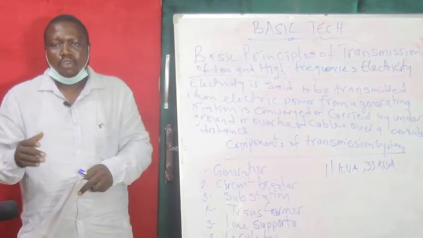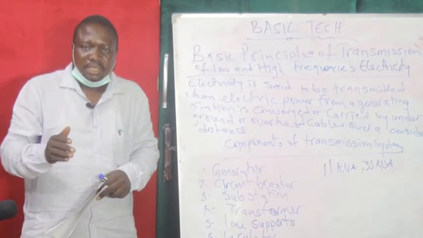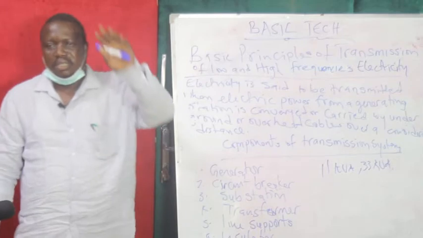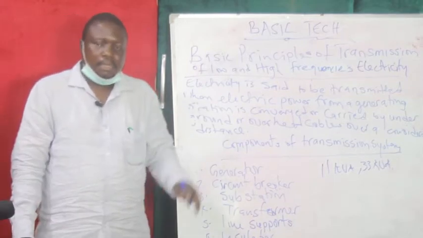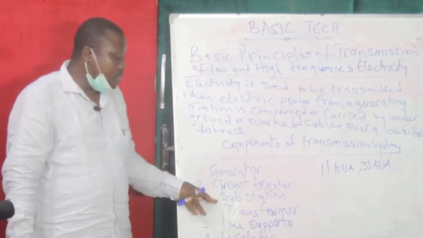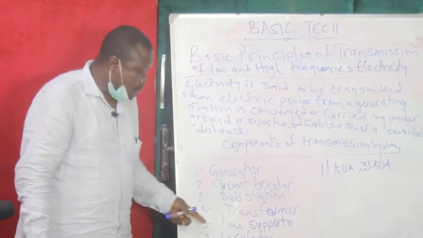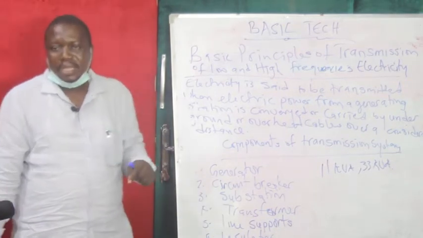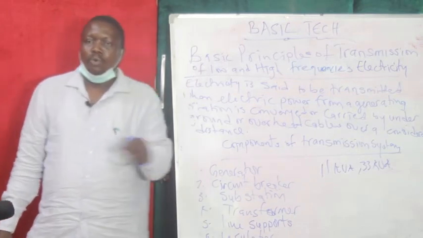This depends on what you want it to do. The job of the transformer is either to step up the voltage or to bring the voltage down. Now, from the substation it goes to the transformer. Then from the transformer, we have what we call line support.